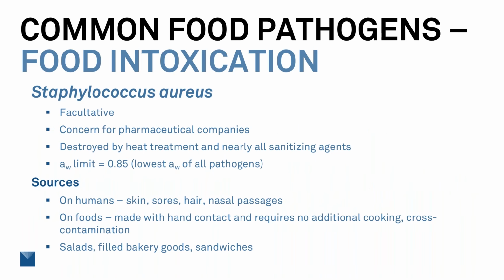So let's start with Staph aureus. This one is facultative, and if you remember, that means it can grow in both situations. It can grow without air, without oxygen, or with oxygen. This is a concern for pharmaceutical companies because they have creams and things, and you've got people who are immune compromised, and so staph is always a concern for them.